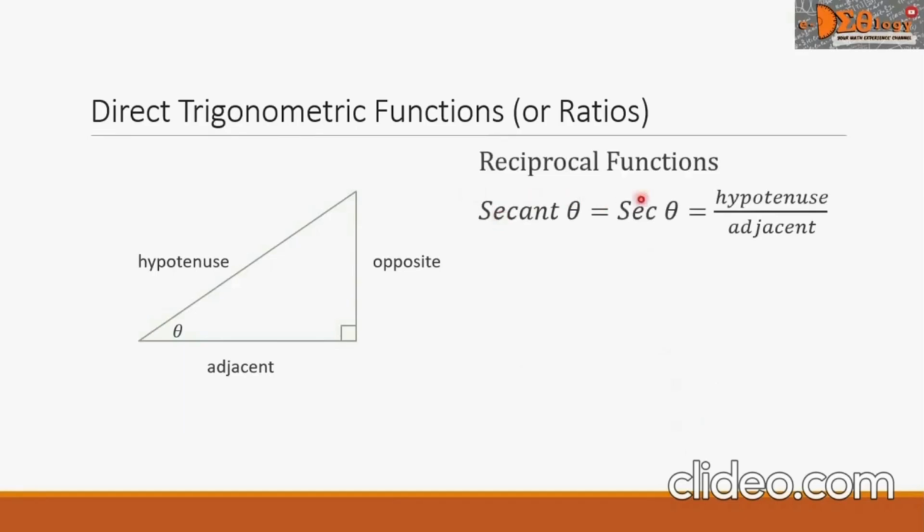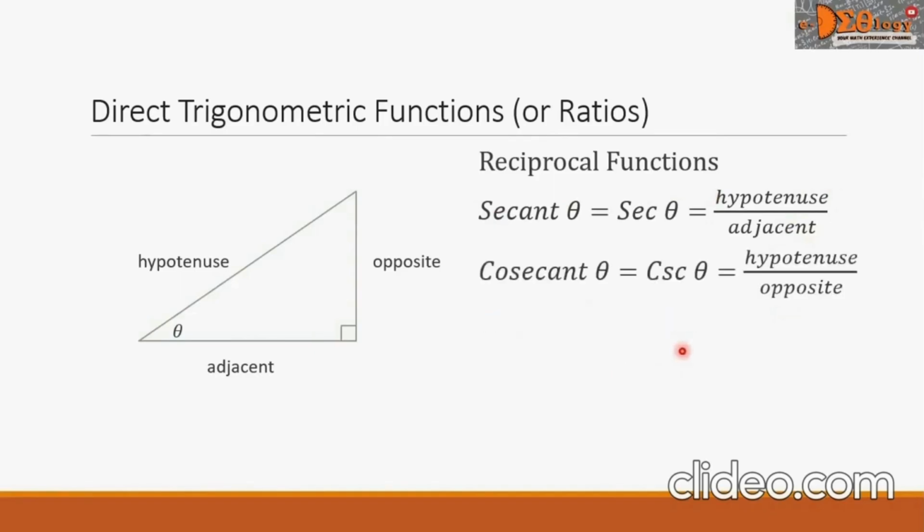We'll go now to reciprocal functions. Let's begin with secant theta, with a symbol SEC, and this is the ratio of hypotenuse over the adjacent side. This is called a reciprocal function because this is the reciprocal of cosine.